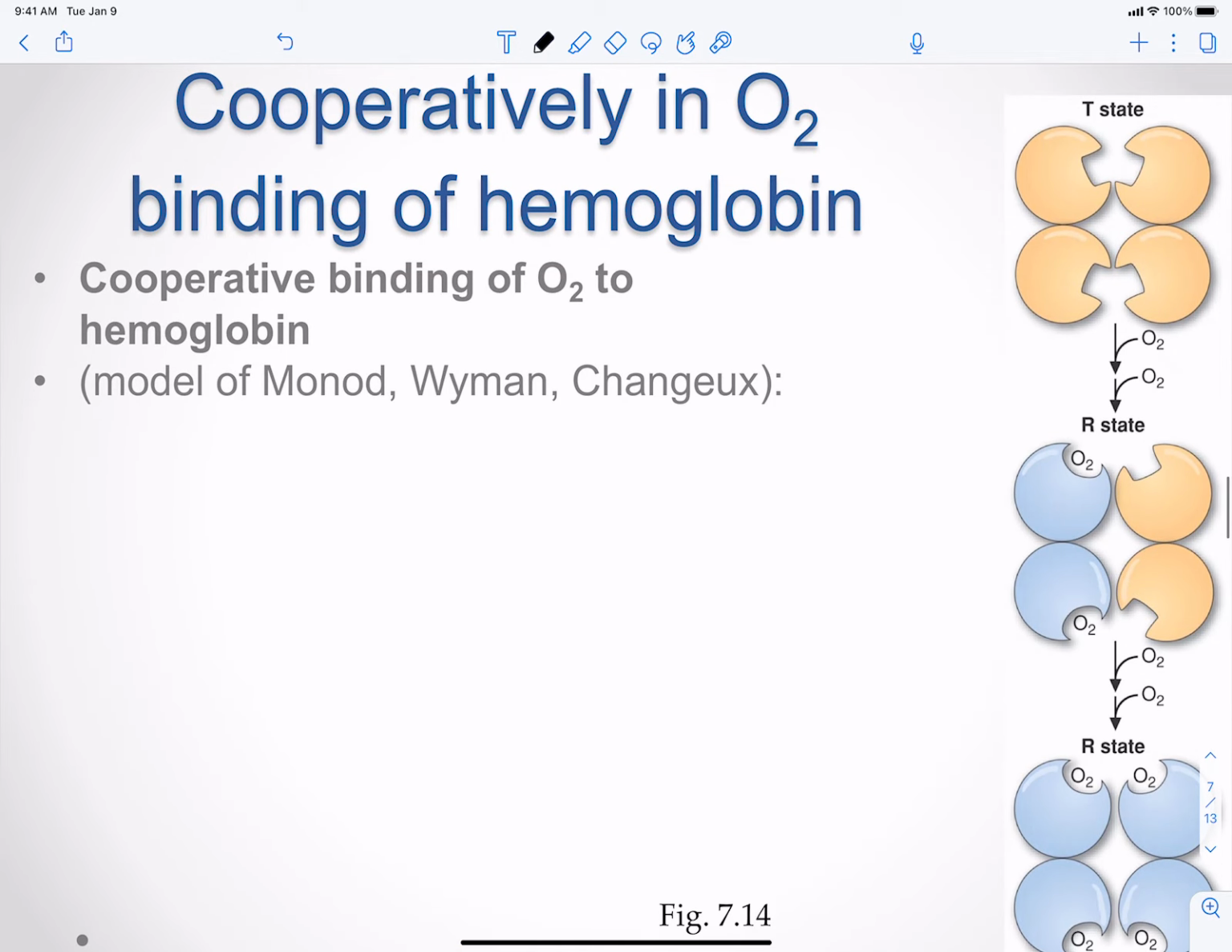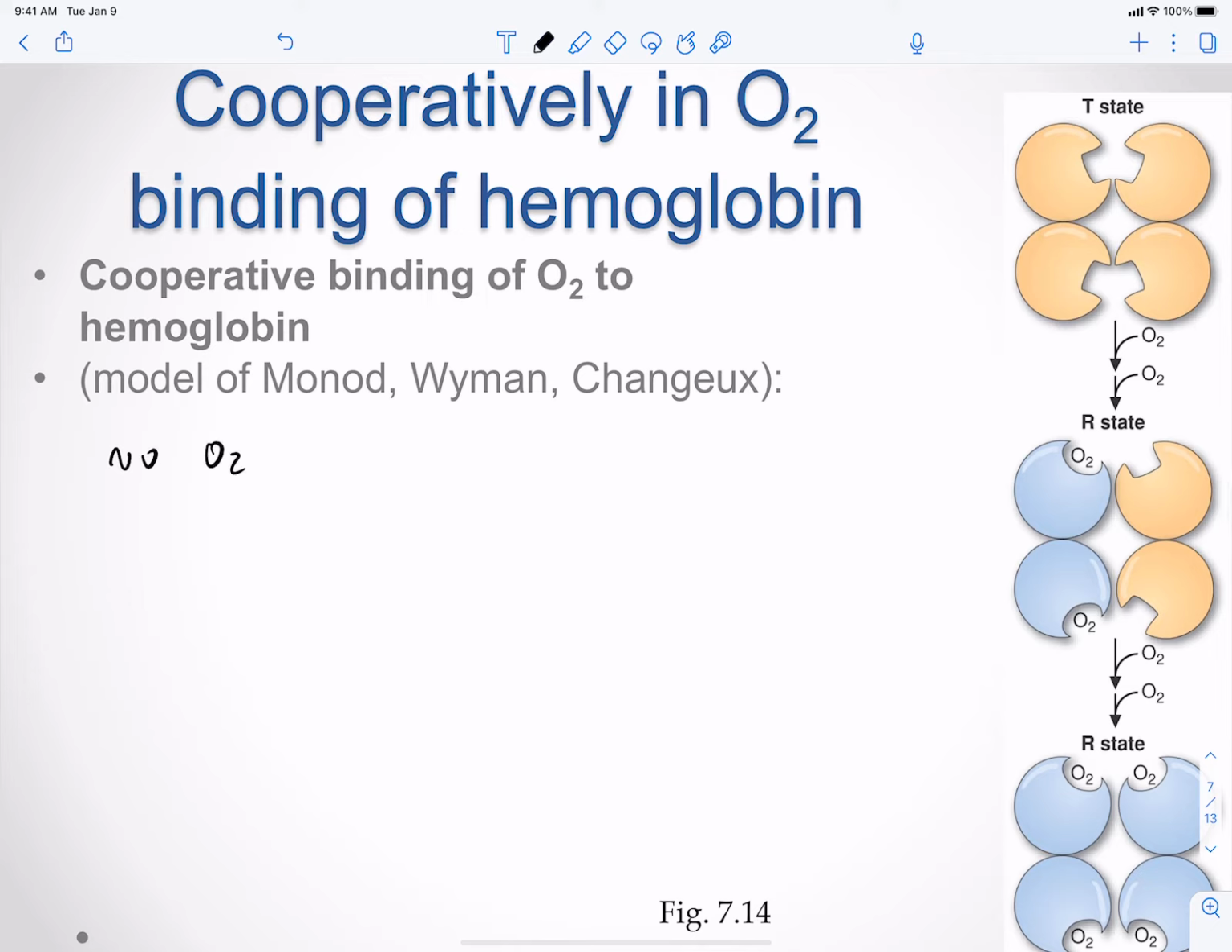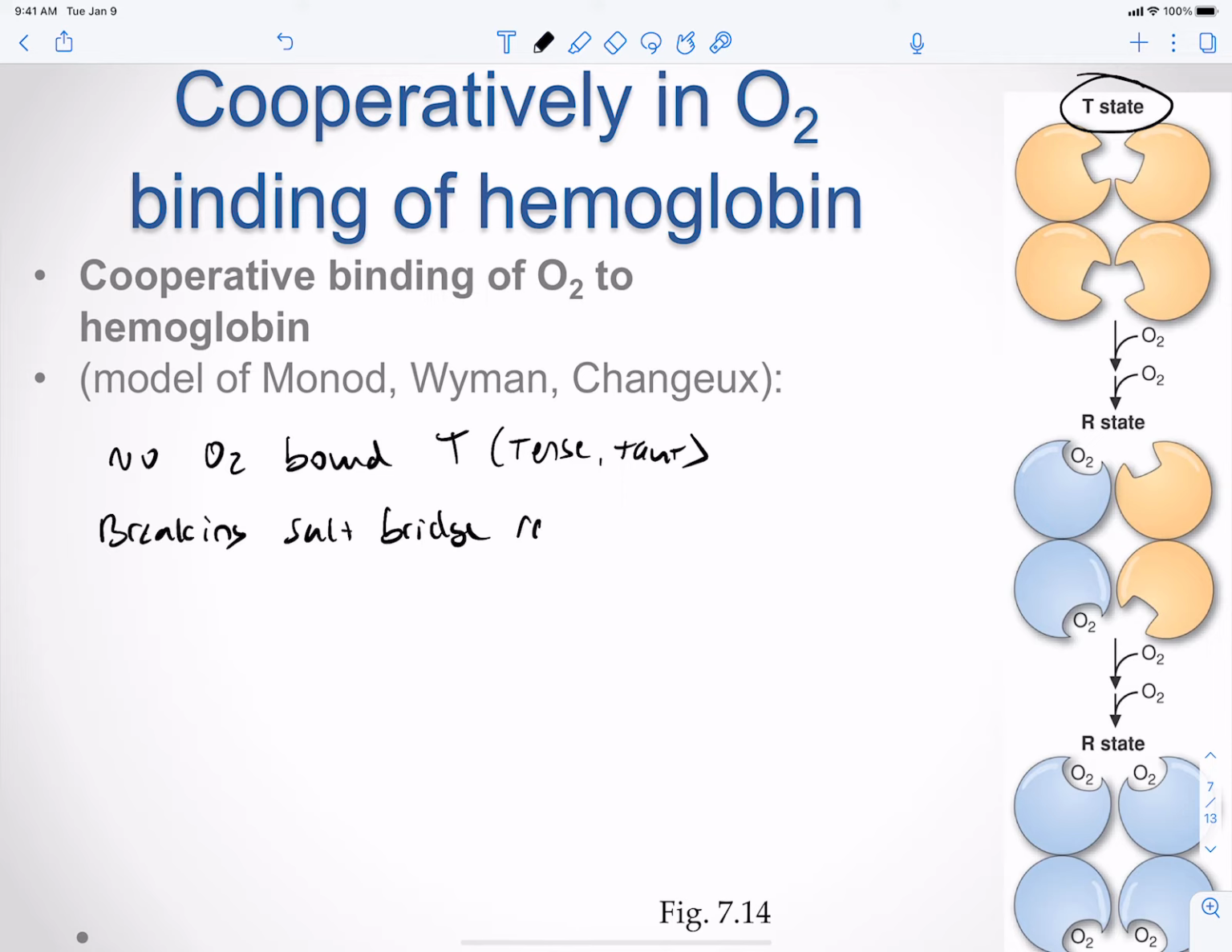So when no oxygen is bound, it is said to be at a tense or taut state. And that's this state up here. And then as you change from your tense state to your R state, which is a relaxed state, your hemoglobin has a higher affinity for oxygen. So breaking that salt bridge requires energy.